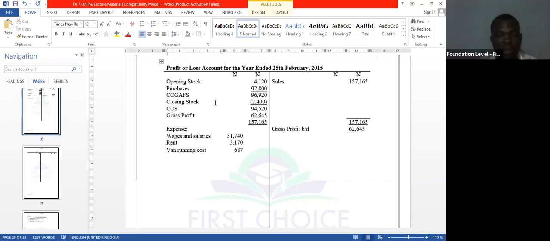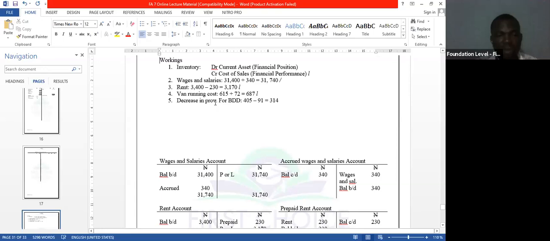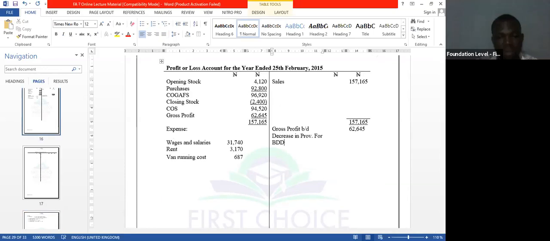I have the decrease in provision. Now this decrease is two ways because I'm about to use it. So I'll put a slash there. I want to show you this. If there's no bad debt, I'm going to have it here: provision, decrease in provision for bad debt. Then I'll have the figure there.